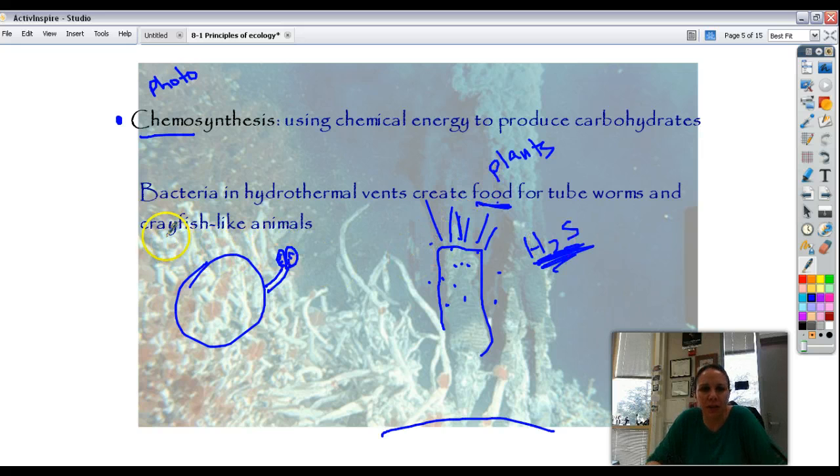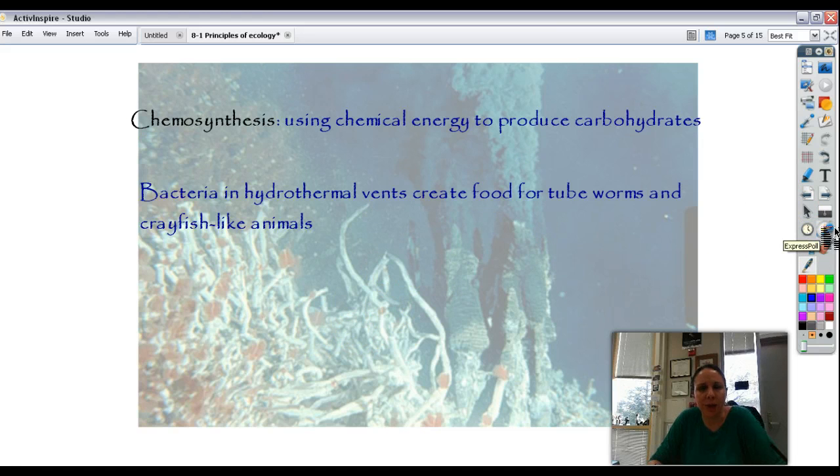And then we also have these little crayfish-like animals. There's none in this picture, but the crayfish-like animals, they eat the little bacteria floating in the water as well. So there's two ways that we can make producers, either through photosynthesis or chemosynthesis. Either way, the product is the same. It's used to make food.